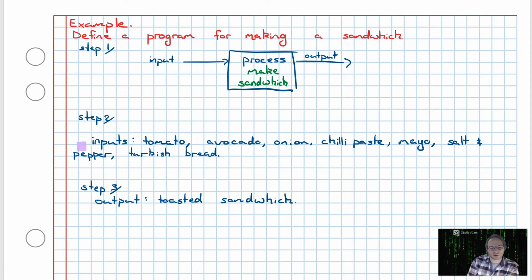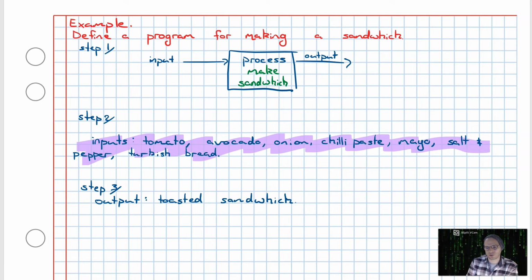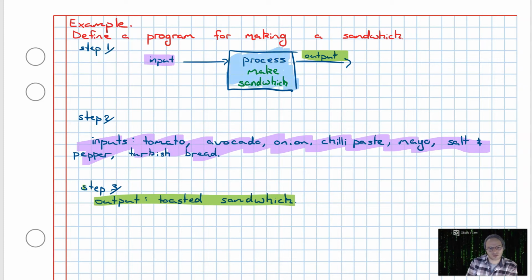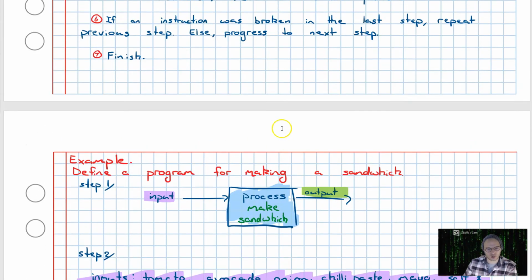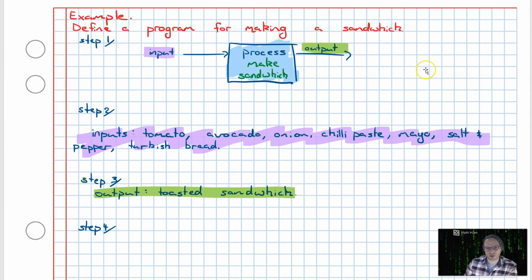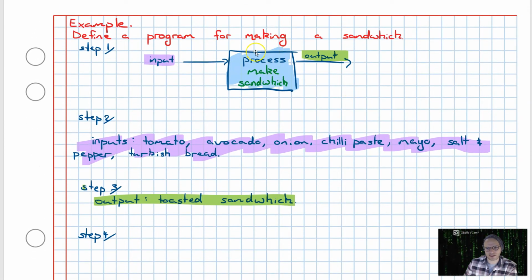So looking at what we've got so far, we've got our inputs, we have our outputs, and now of course we have to start the process of defining our process. Looking back at step 4, it says we need to identify and list all instructions that make up our process. Because we're only trying to define a basic understanding of how we carry out the process of making a sandwich, chances are on the first run I'm not going to do a very good job. I'm going to list some of the steps involved, but they're not going to be at an atomic level, and that's okay.